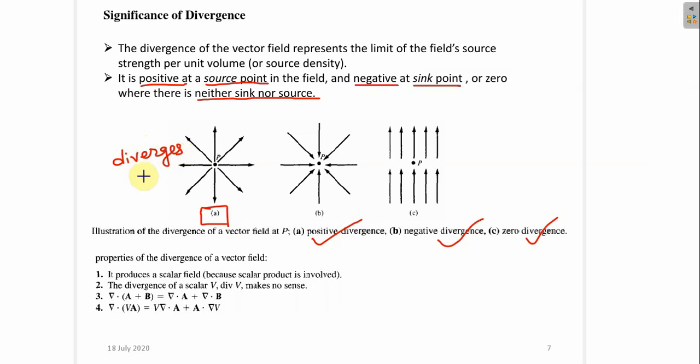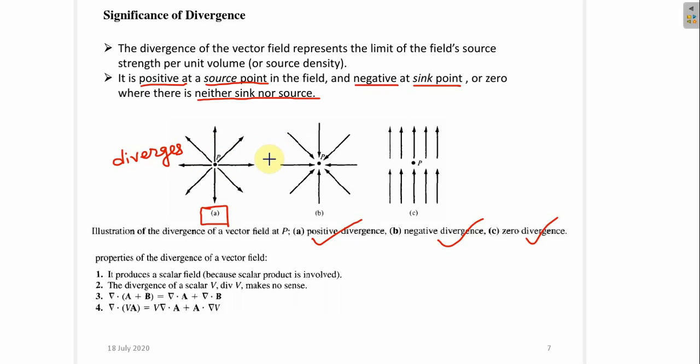The name divergence has been derived from the word diverge. Diverge means spreading out. In figure A, at point P, the divergence is considered positive, because the vectors, you can see the direction of the arrows, are pointing in an outward direction, so it diverges, or spreads out at P.